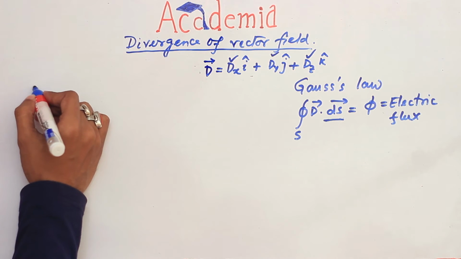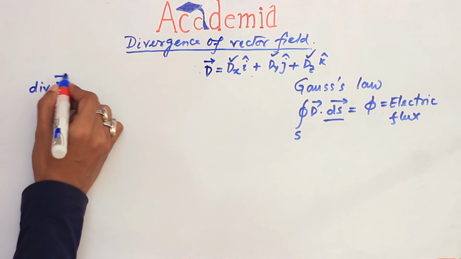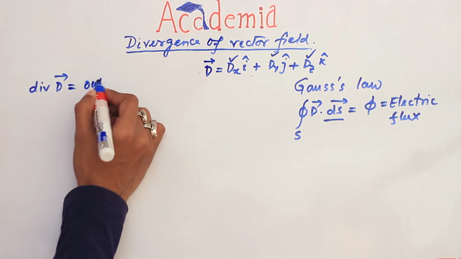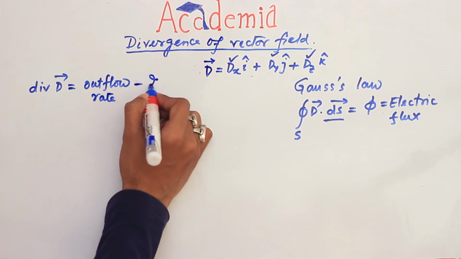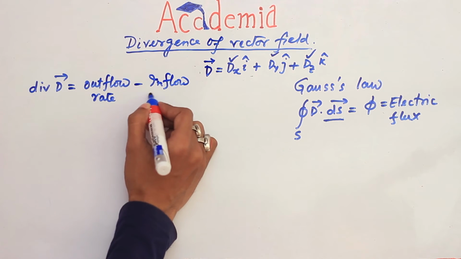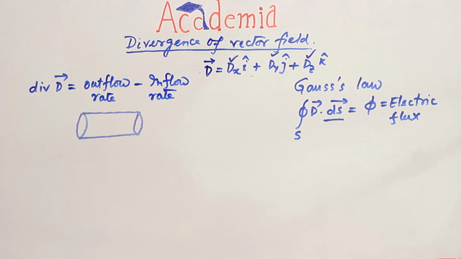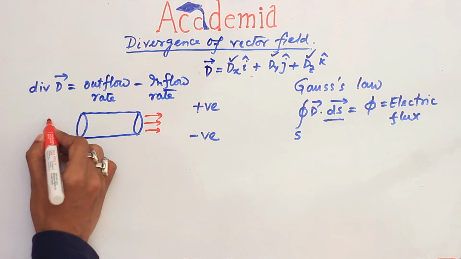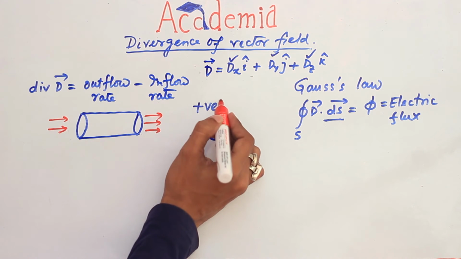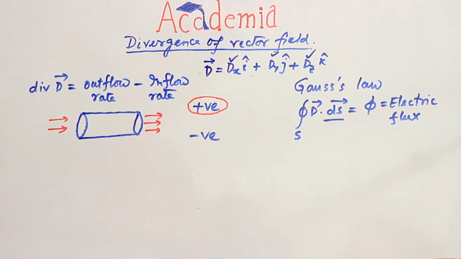So divergence is basically the change between inflow and outflow rate, which is given by outflow rate minus inflow rate. Now this change can either be positive or negative. When outflow rate is greater than inflow rate, the divergence is positive. Now how does flux coming out of this volume be more than what was entering? How come less water is going in and more water is coming out?